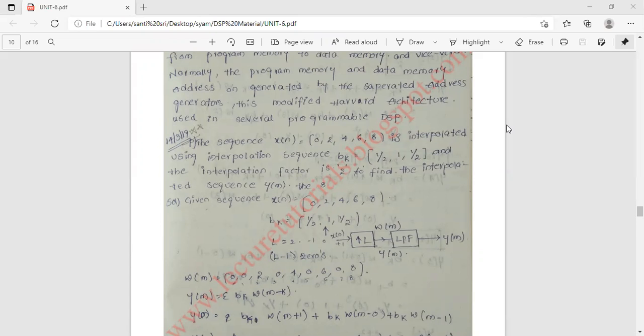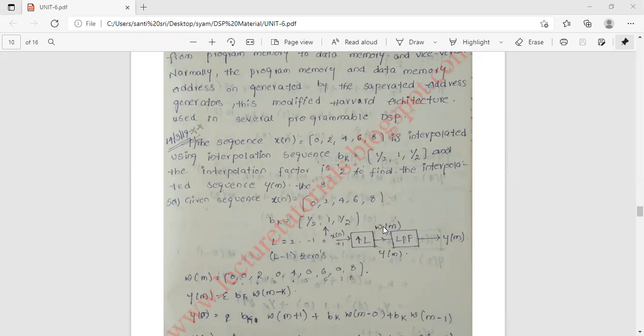So what is the given sequence? x of n is given as 0, 2, 4, 6, 8. Okay. So what is bk? Interpolation sequence bk is given as 1 by 2, 1, and 1 by 2. Okay. So what is the interpolator diagram? Upsampler followed by low pass filter. x of n is the input signal. This is the upsampler, and low pass filter.